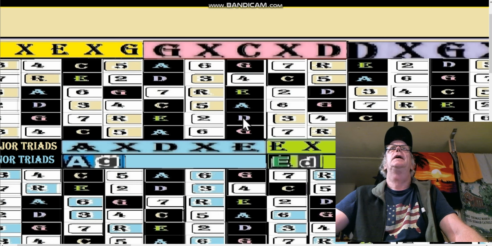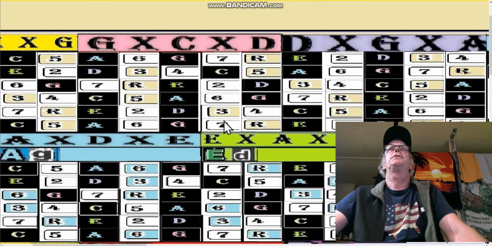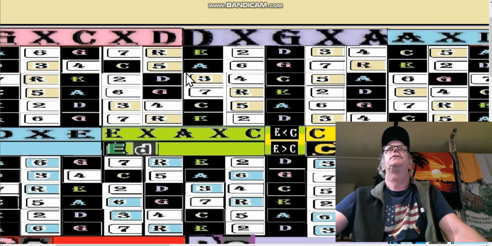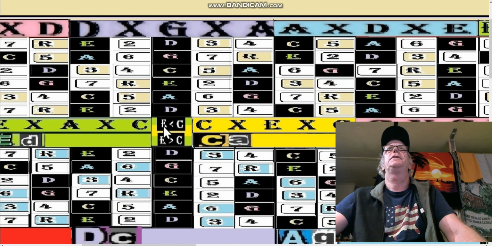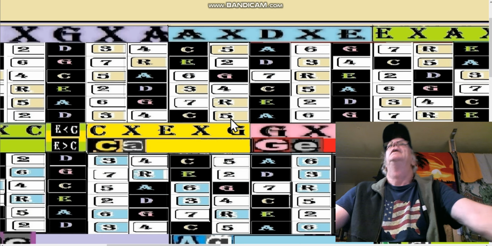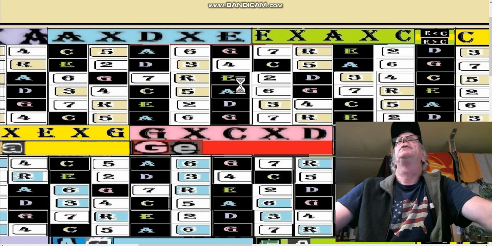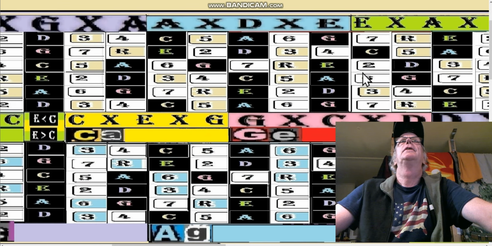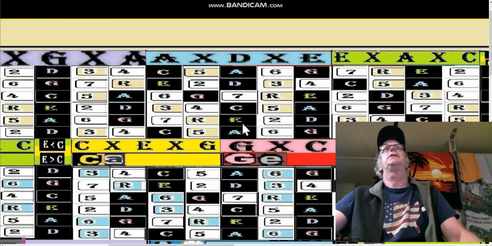Then we have the G shape, 6, 7 root. We have the E, 7 root 2. We have the D, 2, 3, 4. We'll have the C again. So this is a pretty long fretboard. We've got everything pretty much twice, so we go C-A-G-E-D, CAGED, on both of them.